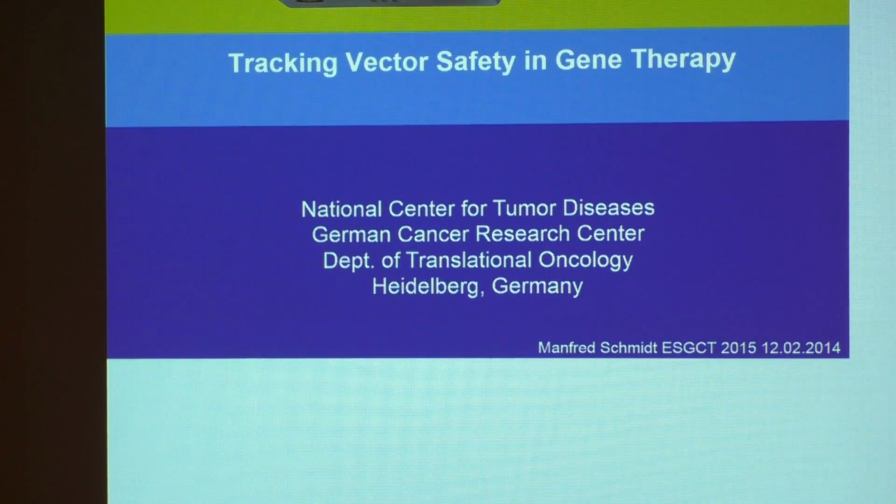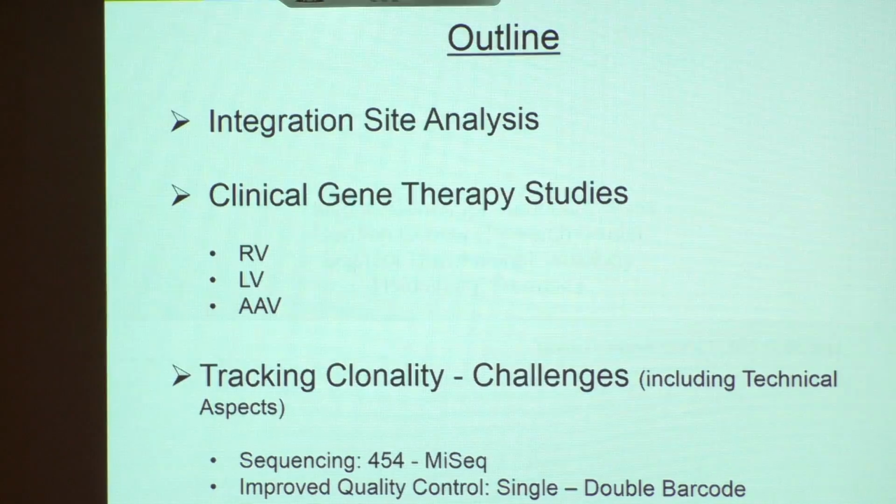The title of my talk is Tracking Vector Safety in Gene Therapy. In other words, also looking at what is happening with the vector, especially where it integrates in the host cell genome. A short outline: we'll briefly go over the integration site analysis or the tracking itself.